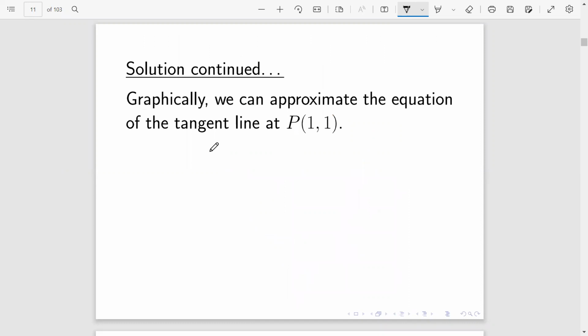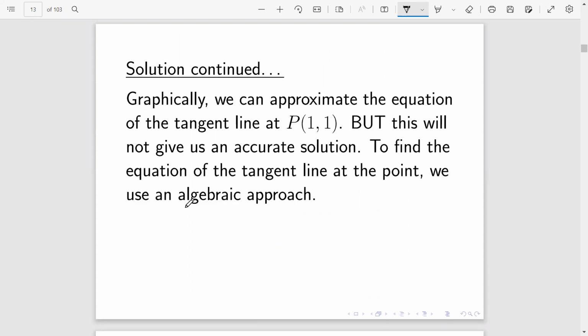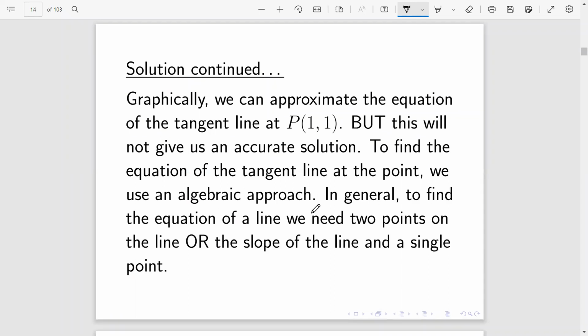So graphically, we can approximate, like we just did. I just gave three lines that could be possible tangents at this point (1, 1). But all those are approximate, so we don't know specifically. They can't give us an accurate solution of what our tangent looks like. So for that, we're going to use an algebraic approach, meaning we're going to calculate the gradient using limits.